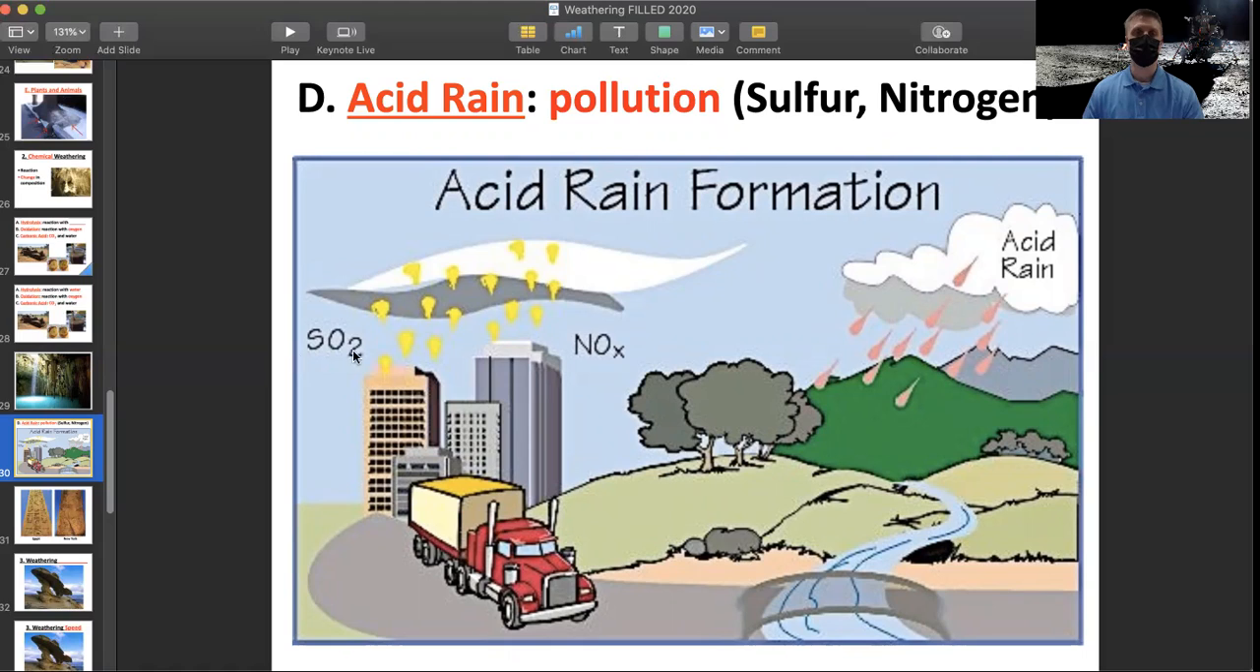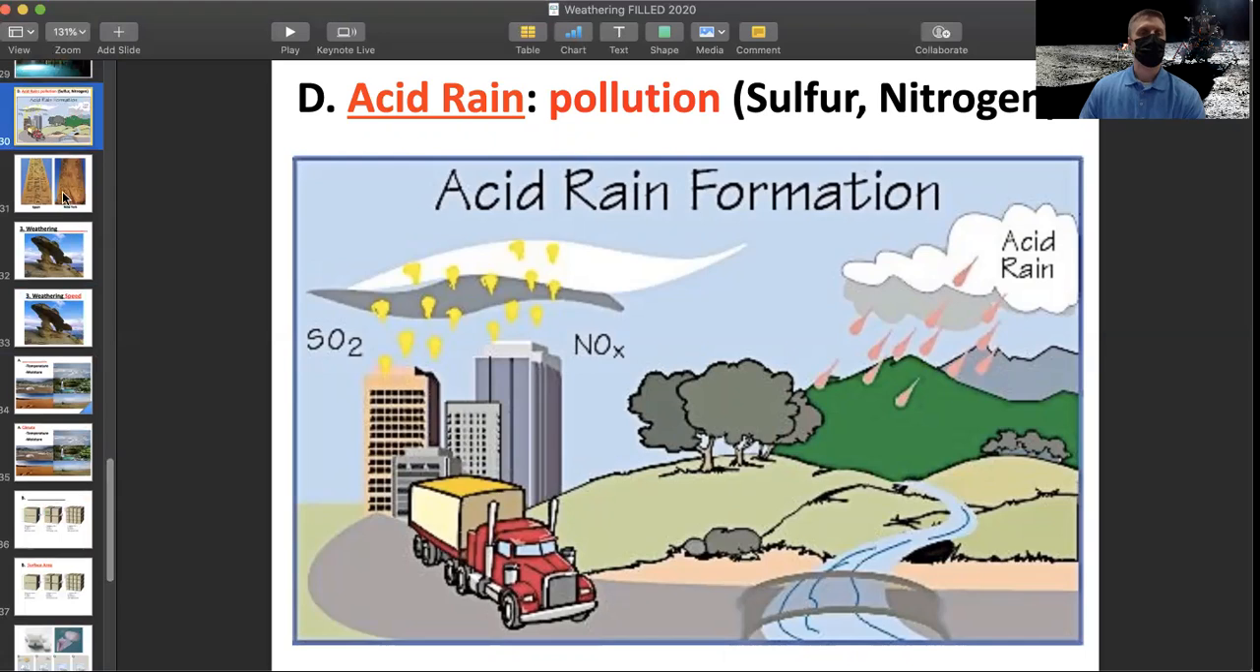So if it's something that's sulfurous, it can turn it into sulfuric acid, a weak sulfuric acid, or if nitrates, it can change those raindrops into nitric acid. So it's the same process. It's just if it's a pollutant versus just carbon dioxide for acid rain.